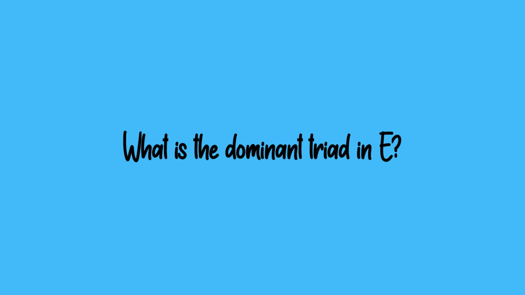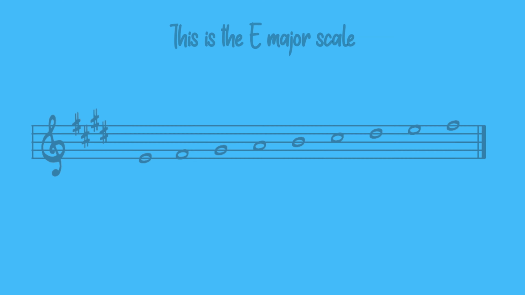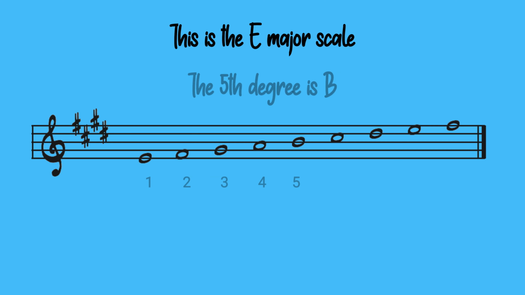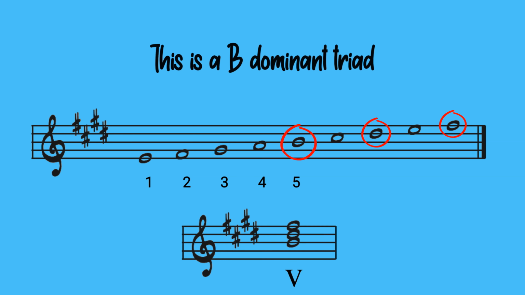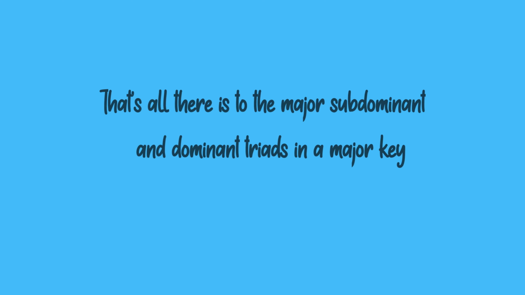What is a dominant triad in E? This is the E major scale. The fifth degree is B. We then have a B, D sharp, and F sharp. This is a B dominant triad. That's all there is to the major, subdominant, and dominant triads in a major key.